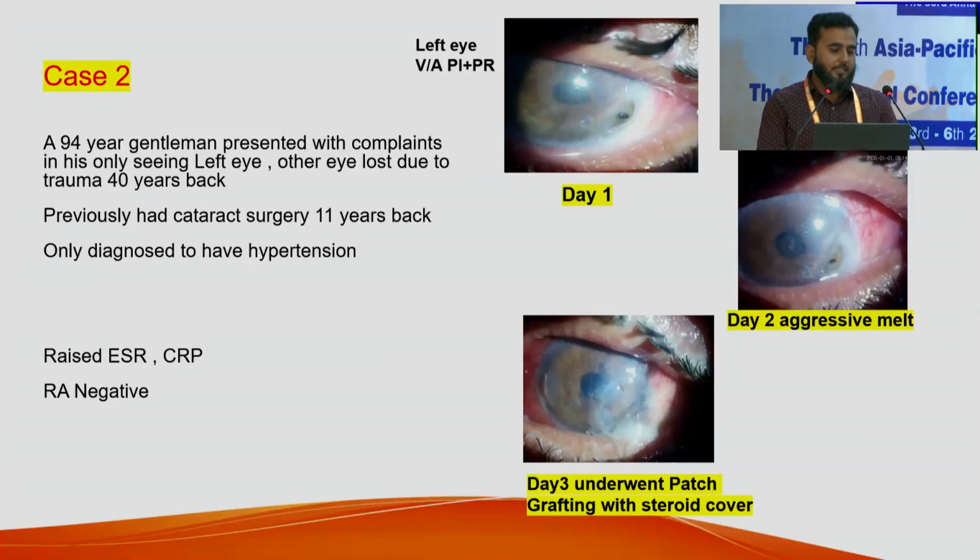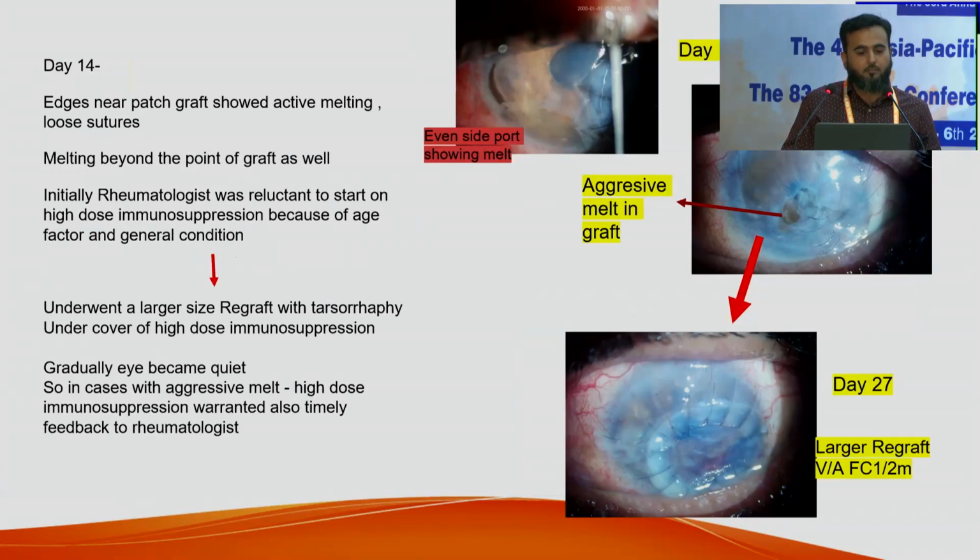Now, this is again a case of a 94-year-old gentleman who presented on day 1 with a very aggressive peripheral ulcerative lesion. However, his relatives were reluctant for patch grafting just on day 1. So again on day 2, when he presented, the melt had increased, and even the iris tissue prolapsed. And on day 3, he underwent a patch grafting. So he was doing well on topical as well as systemic low-dose steroids.